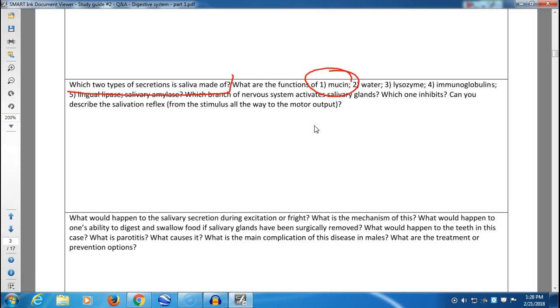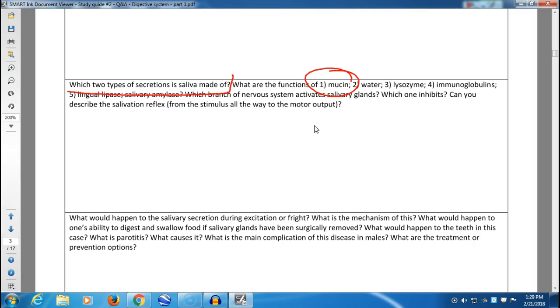So, which branch of the nervous system activates salivary glands? Sympathetic or parasympathetic? Parasympathetic. Fairly easy. You can remember it this way: rest and digest is the function of the parasympathetic system. So if any part of the digestive system is activated, that's due to parasympathetic. So sympathetic will inhibit.